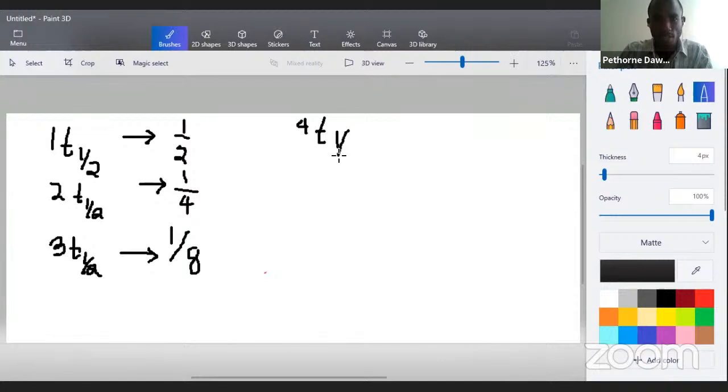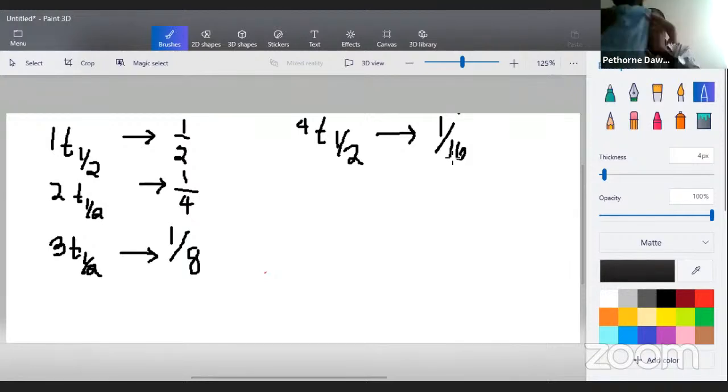So t half is equal to 116. Okay. All right, no more crying.